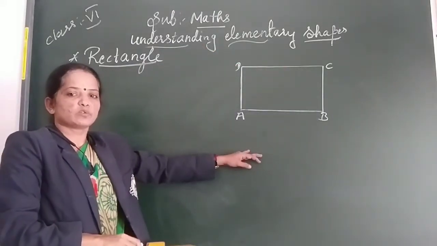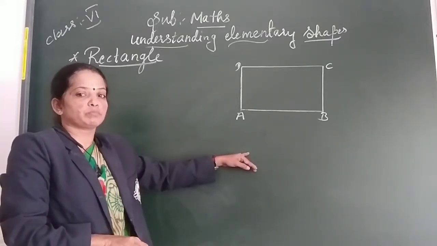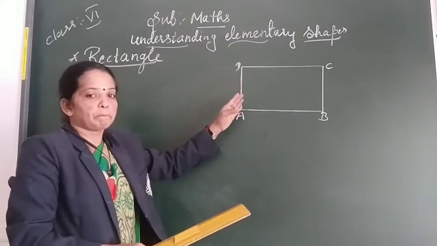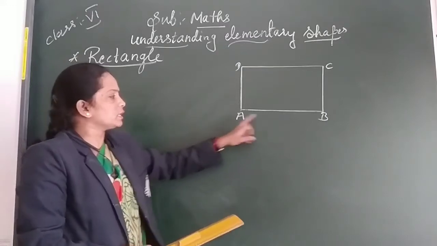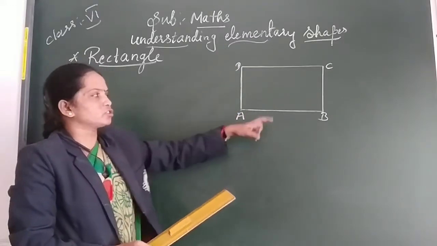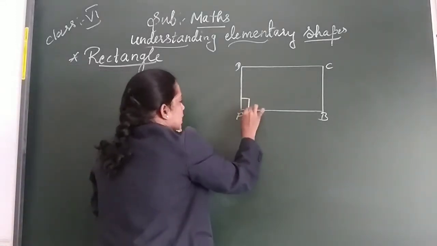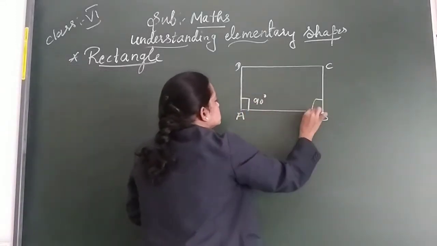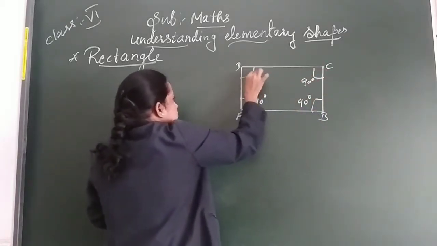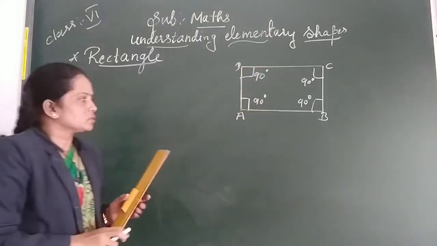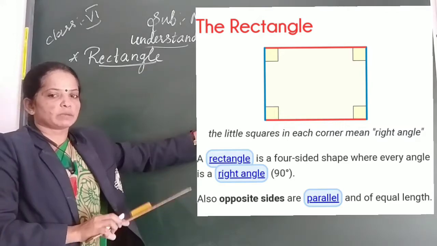A rectangle is a quadrilateral as well as a parallelogram. What do you mean by parallelogram? A pair of opposite sides are parallel to each other. Here AB is parallel to DC, AD is parallel to BC. Each of the four angles is 90 degrees. 90 degrees means a right angle. So a rectangle is a type of parallelogram.